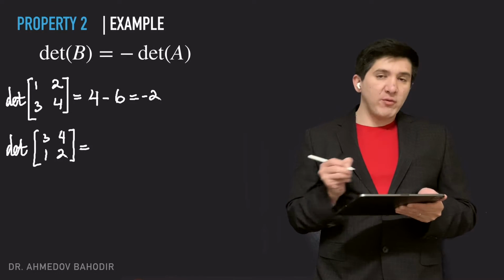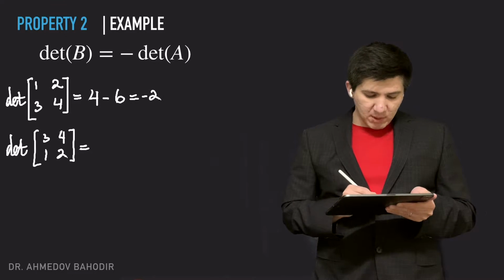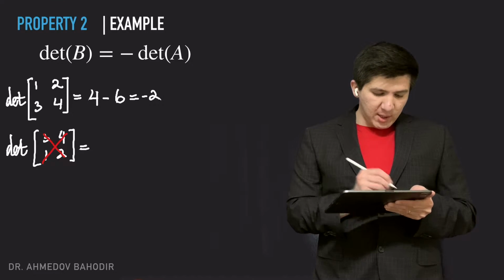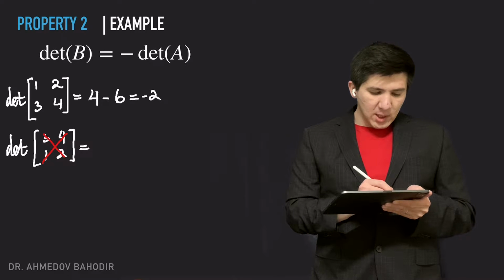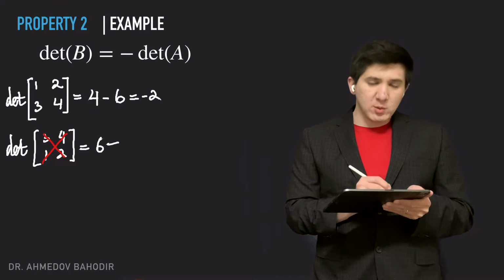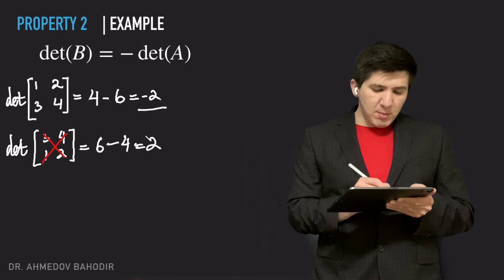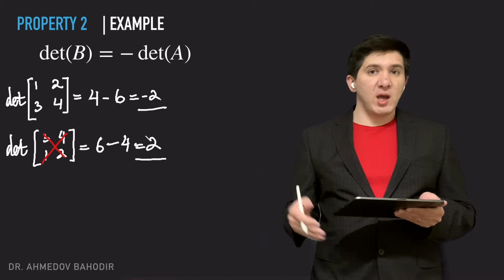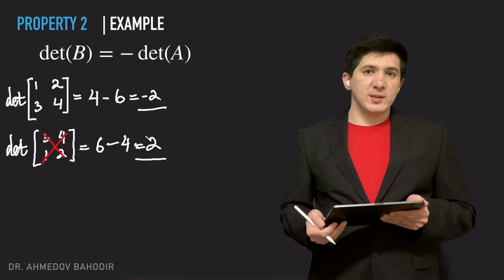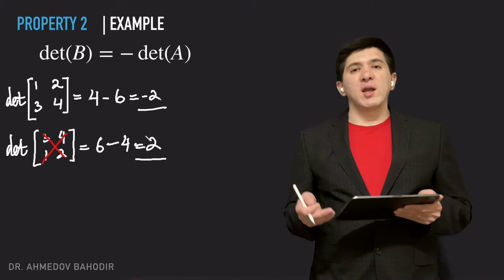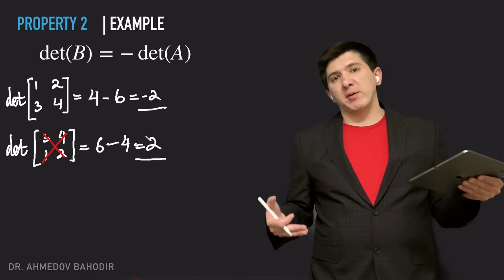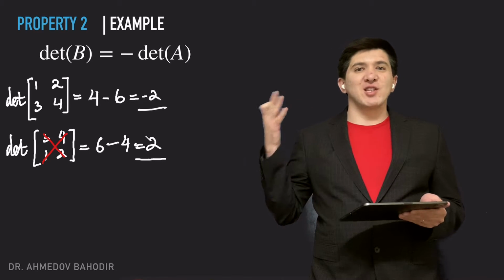Now, if you just calculate its determinant by multiplying its two diagonals, what you get here is 3 times 2, which is 6, minus 1 times 4, which is 4, equal to 2. So you see, these numbers are the same in absolute value, only the sign is different. So if you are given a huge matrix, a 5 by 5 matrix, it doesn't mean that you need to change all of the rows, right?